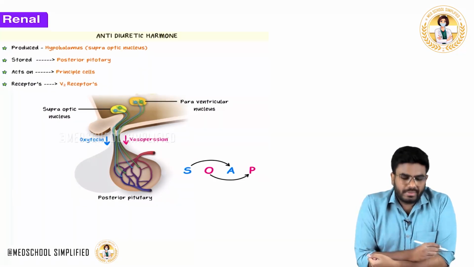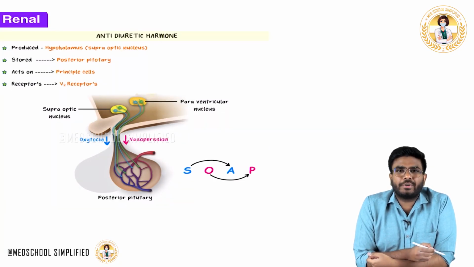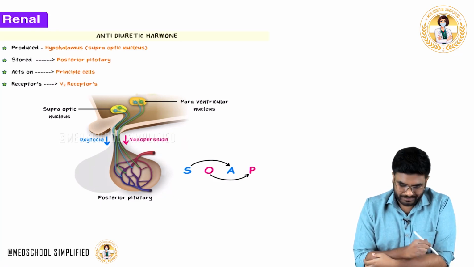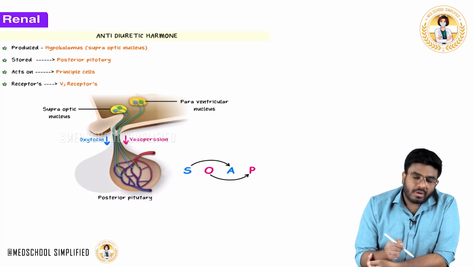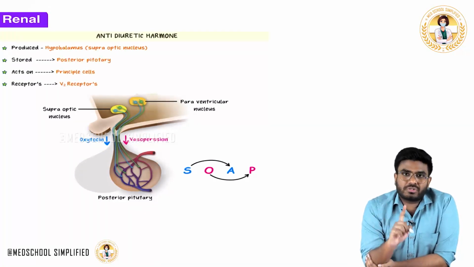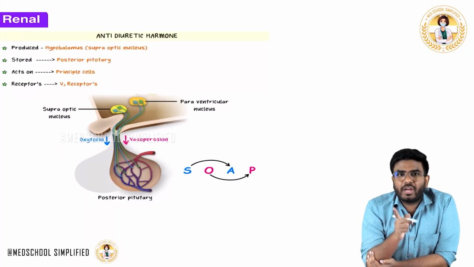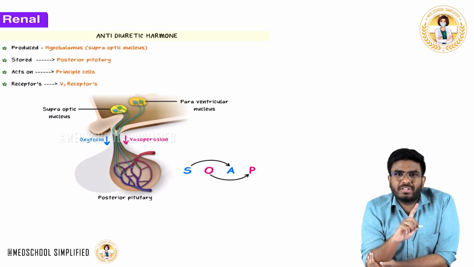Welcome back. Now, in this video, let's discuss anti-diuretic hormone, which is also called ADH or vasopressin. Guys, we have already discussed aldosterone. Never confuse aldosterone and anti-diuretic hormone. Almost, they look the same.